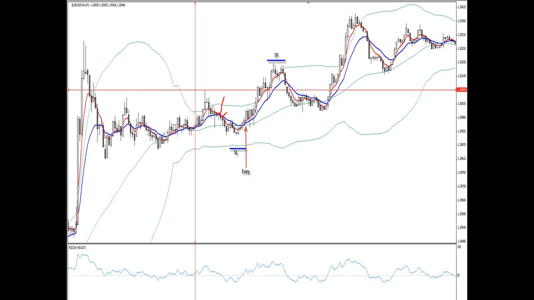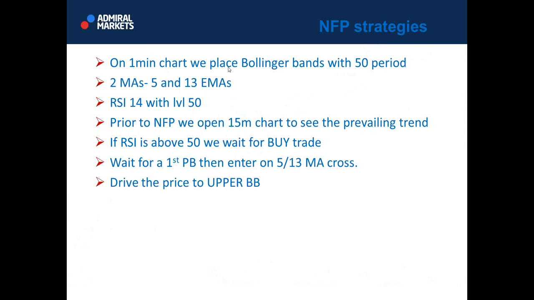And after the cross, we wait for realignment. So we wait basically for realignment, and this is where we make entry. So in this example, the MAs should cross first, and then we wait for another cross in the direction of the trend.